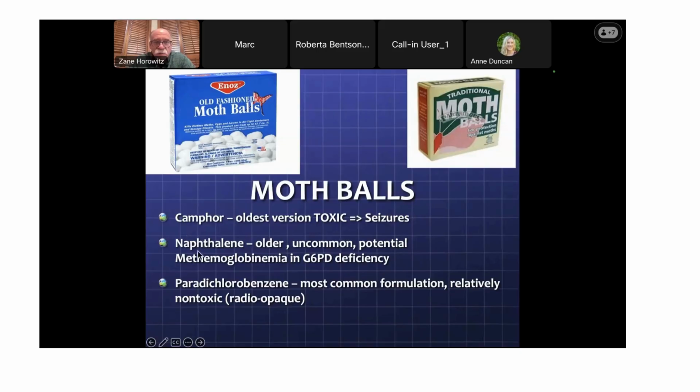Naphthalene can cause methemoglobinemia, so N and M sort of go together there. And then the newest one's paradichlorobenzene, not particularly toxic, but it is radiopaque. So if you get a mothball and you want to find out, is it this versus that, you can put it on an X-ray plate and just take an X-ray like you were X-raying someone's hand, and it should show up as a dense, round, white object, whereas camphor shouldn't.